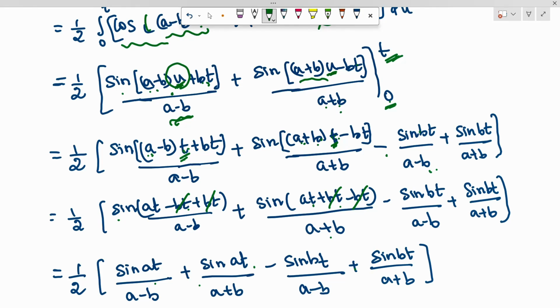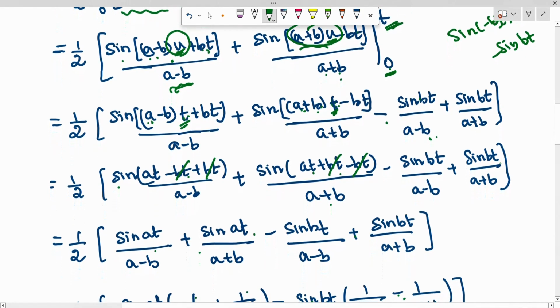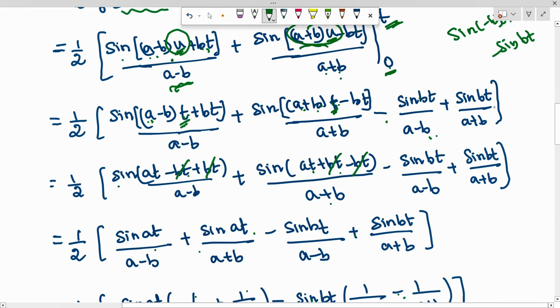Sine of (a plus b) into 0, which means the first term becomes 0, minus bt, which means sine of minus bt is minus sine bt. In the lower limit one negative sign will come, that is positive, which is sine bt by a plus b. We applied both upper and lower limit values here. Now we are going to simplify this one.